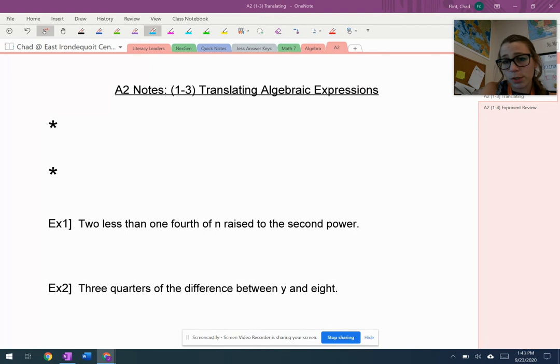So, here are your notes for 1-3, translating algebraic expressions. Hopefully, this is a little familiar because we did talk about this last year.